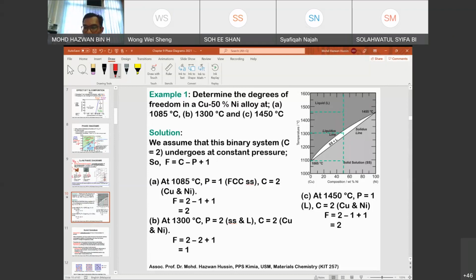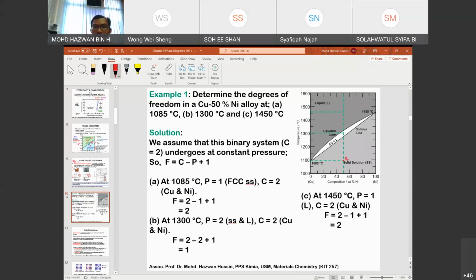So from this phase diagram, copper nickel, you just look at 50%. So I put a dotted line here, 50%. I draw a vertical line here, 50%. And first, they ask at 1085. So 1085 is somewhere here. Maybe I put here A. Okay. So what will be the phase? Of course, here you will see that A is located at the solid solution phase. So the phase will be solid.